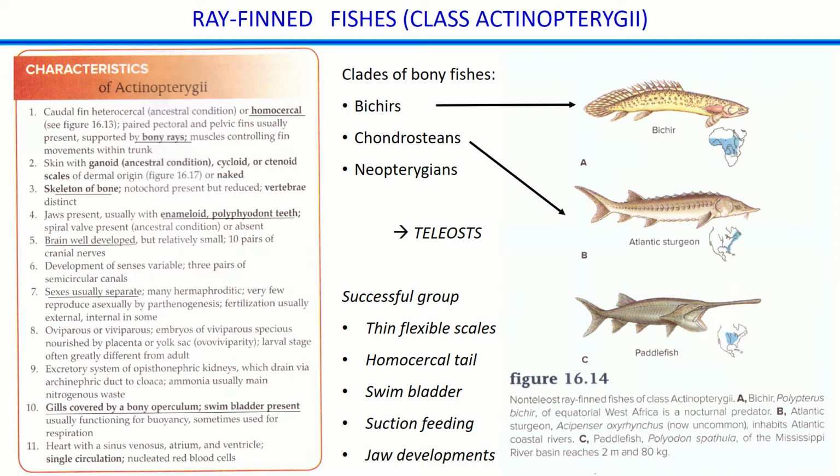And all that you need to know about the bichirs is they've got ganoid scales, and they are very simple. So they are old Osteichthyes. Then the chondrosteans have characteristics of the sharks, which is in the form of cartilage. They've got a lot of cartilage in them. Okay, Atlantic sturgeon and the paddlefish. Okay, can I move on now and just focus on the neopterygians? Because that gave us the teleosts, and it's these teleosts that we're going to focus on now.